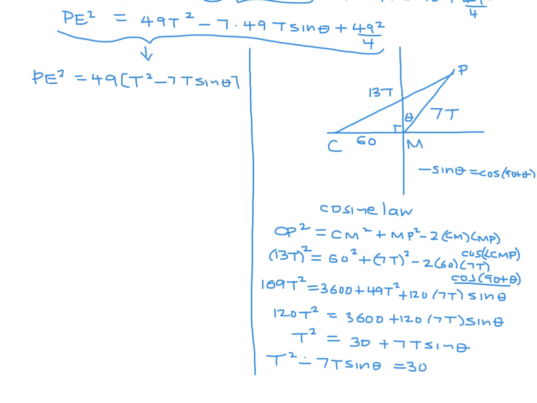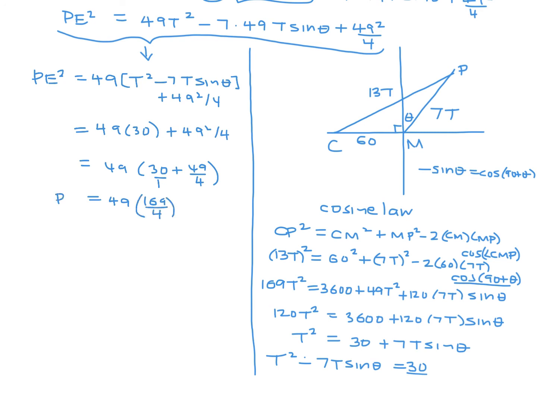It all worked out. And then, of course, don't forget about that 49 over 4. Well, this t squared minus 7t sine theta is 30. So there you go. We got 30 in there. And that works out very nice. So I'm going to get a numerical value here. So factor out the 49. You get 30 plus 49 over 4. And if you add this fraction, it'll be 120 plus 49, 169 over 4.